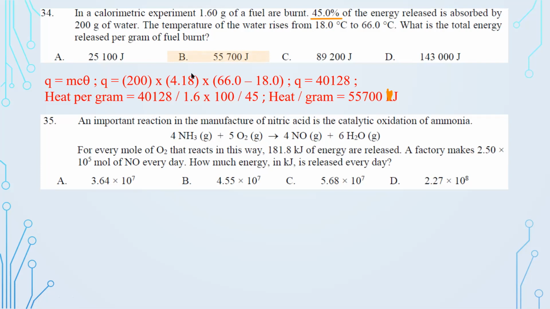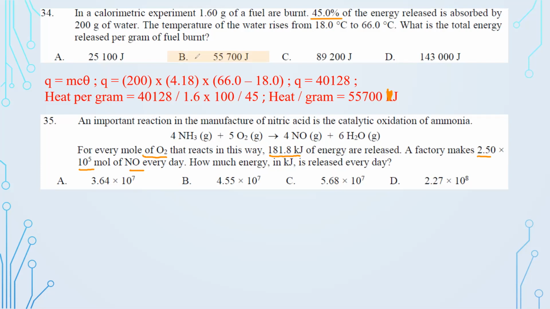Question 35. An important reaction in the manufacture of nitric acid is the catalytic oxidation of ammonia, given here. Look carefully at the question: for every mole of O2, 181.8 kilojoule is released. A factory makes 2.50 times 10 to the power of 5 mole NO every day. How much energy in kilojoule is released every day?